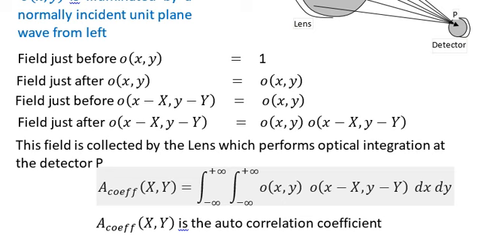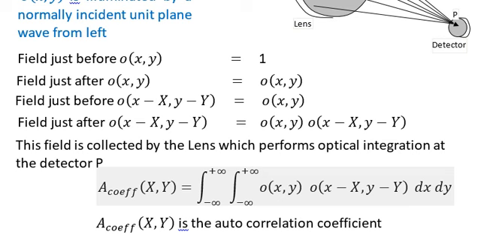Now if the second object is different from the first object, then we shall talk about the cross correlation. Then the signal will not be autocorrelation but cross correlation. You see that this integral will evaluate the similarity between the two functions, that is the object O at x, y and its displaced version O at x minus capital X and y minus capital Y. So when capital X and capital Y are equal to 0, both objects will be the same and the integral will give you the maximum value.